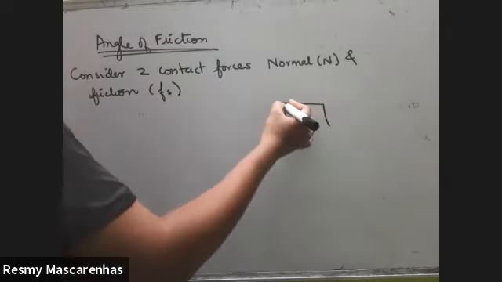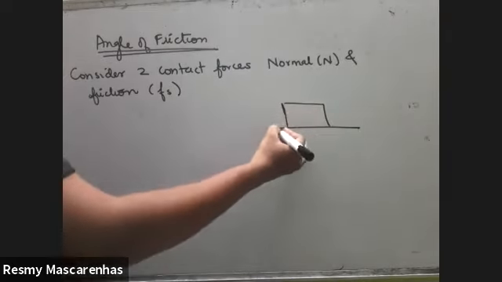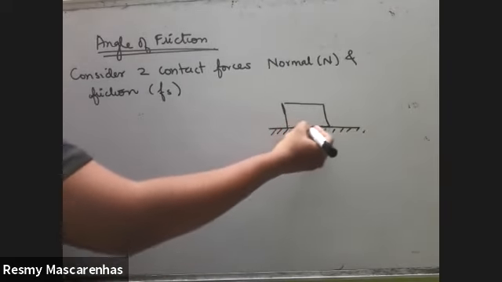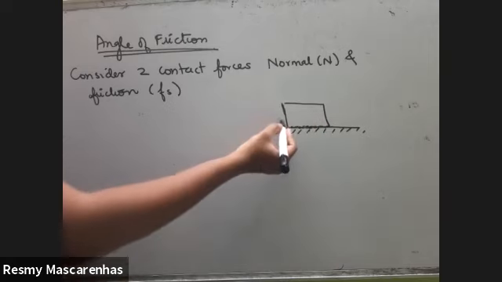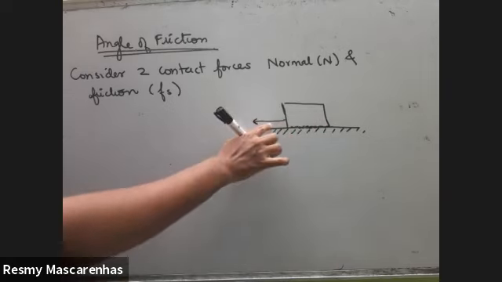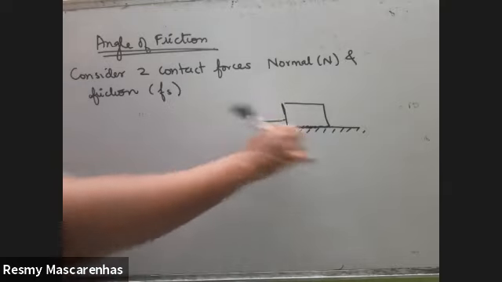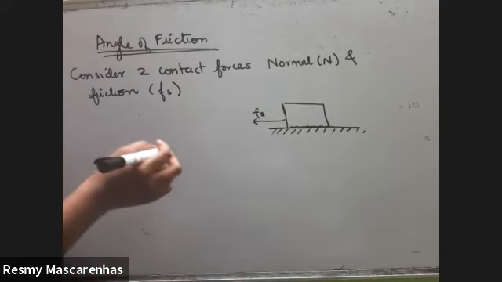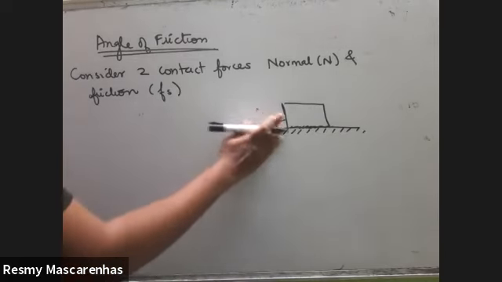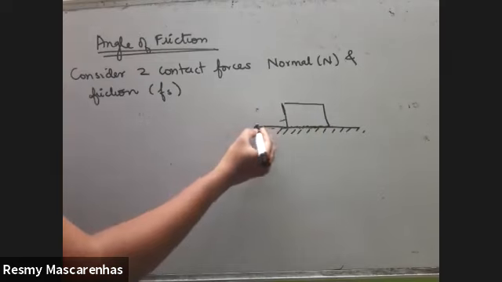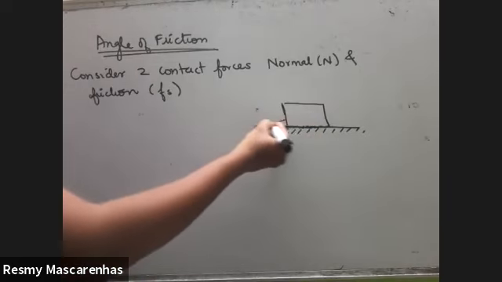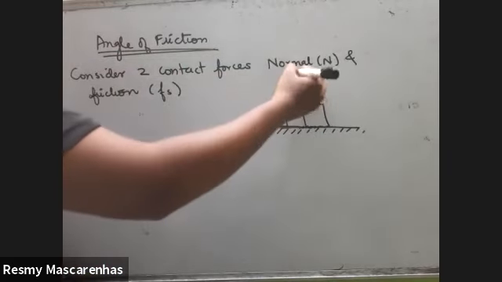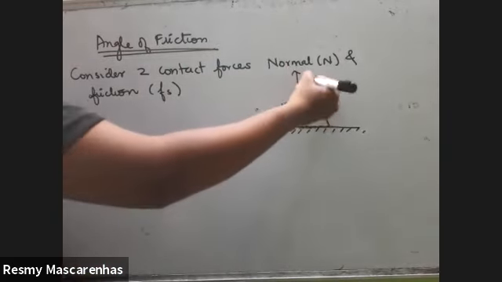Now suppose this is the body. It's in contact with some surface, so there will definitely be some friction over here. How do we indicate the friction? Always tangential, I told you. Tangential means in the horizontal direction. So we'll consider f of s like this, or on the same line here. So this is your f of s. There's a friction between the two surfaces, and normal is always perpendicular to the surface.